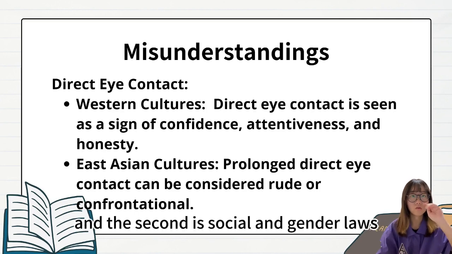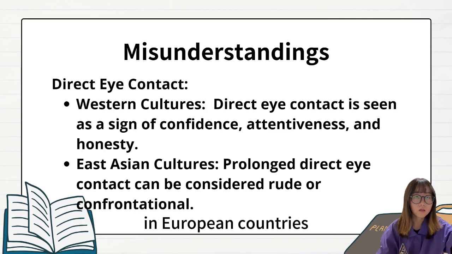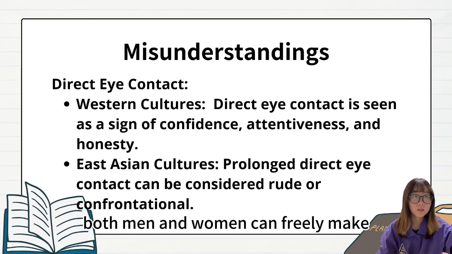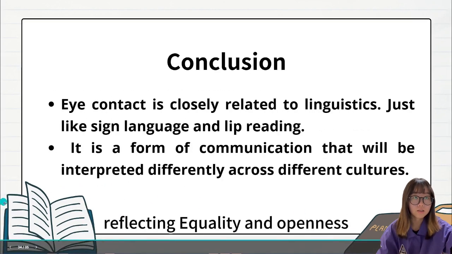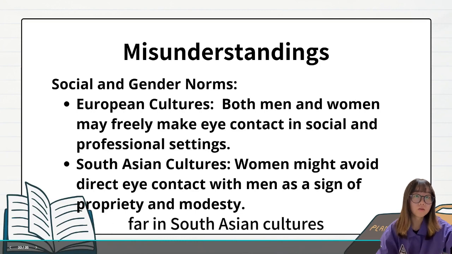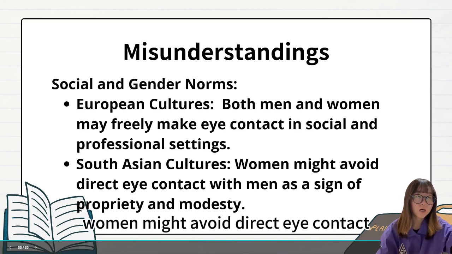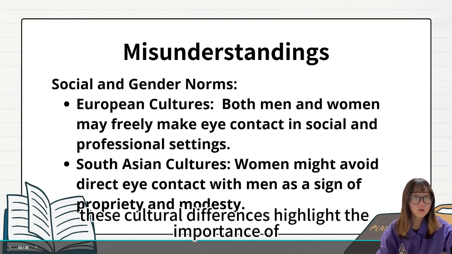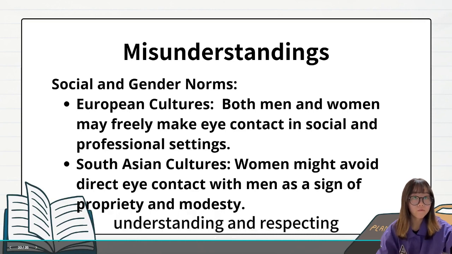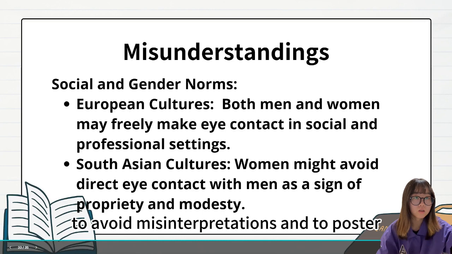And the second is social and gender norms. In European countries, both men and women can freely make eye contact in social and professional settings, reflecting equality and openness, while in South Asian cultures, women might avoid direct eye contact with men as a sign of propriety and modesty. These cultural differences highlight the importance of understanding and respecting varying norms to avoid misinterpretations and to foster effective communication.